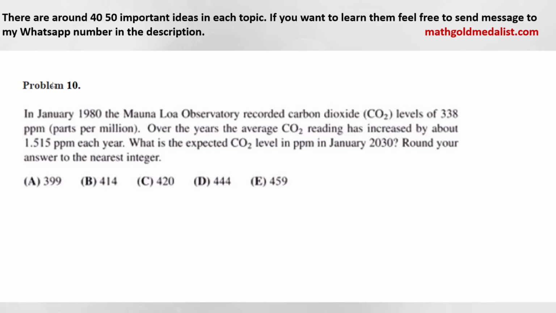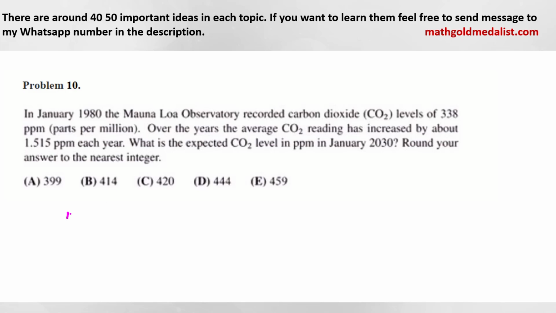Problem 10. In January 1980, the Mauna Loa Observatory recorded a carbon dioxide level of 338 ppm, parts per million. Over the years, the average CO2 reading has increased by about 1.515 ppm each year. What is the expected CO2 level in ppm in January 2030? Round your answer to the nearest integer.